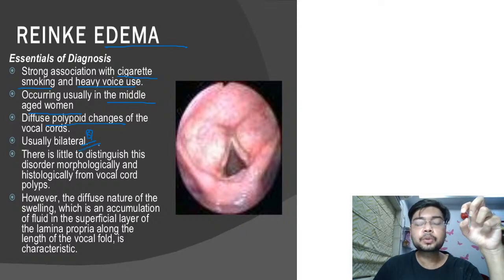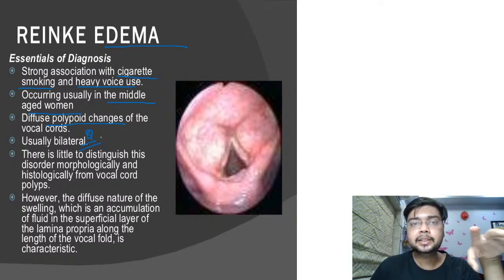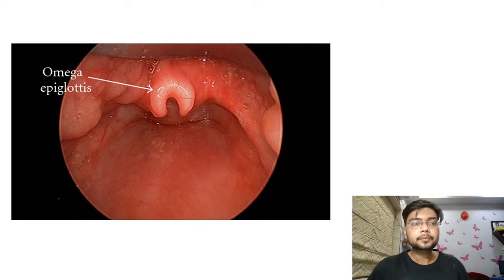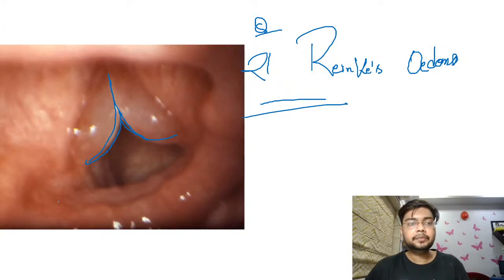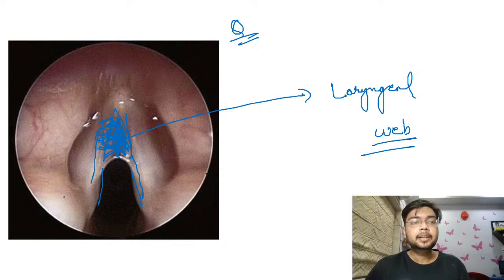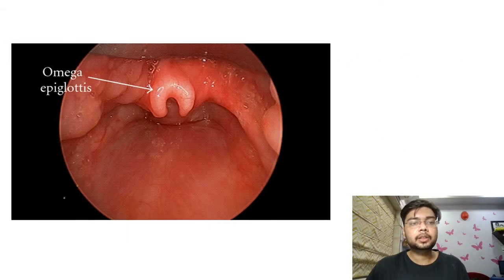Always and always, mostly they will be bilateral. So Reinke's edema is a condition which is bilateral, and there will be diffuse swelling, which is an accumulation of fluid in the superficial layer of the lamina propria along the length of the vocal cord, that means in Reinke's space, right? Now, you need to differentiate Reinke's edema from the laryngeal web and other vocal cord pathology.